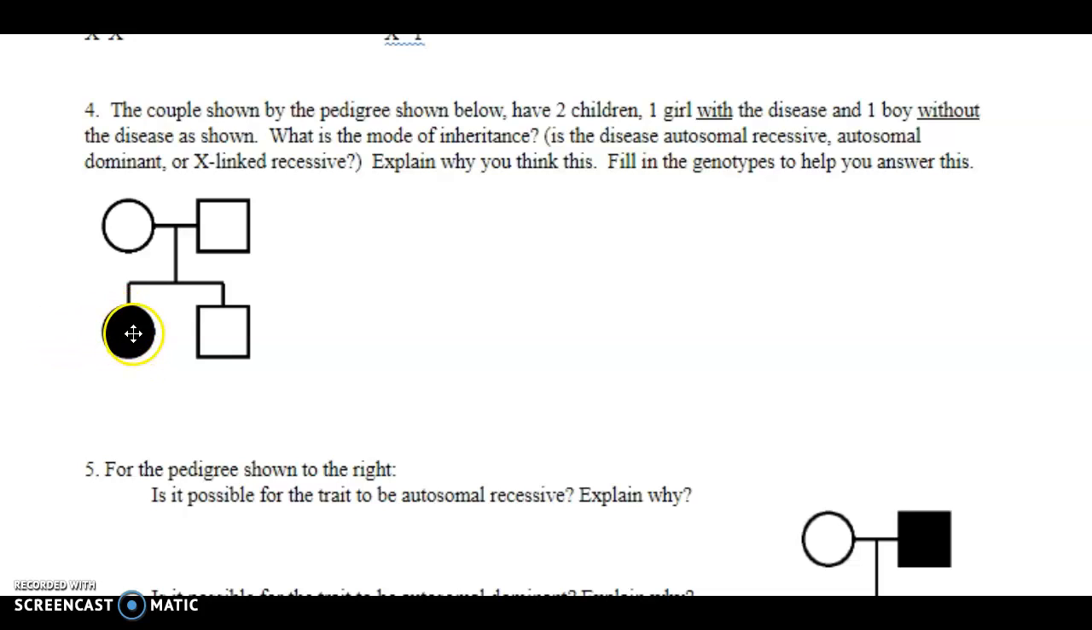And so this daughter's affected. None of the other 3 are affected. So, if it were a case of it being dominant, then these parents would have to have it to pass on to this daughter.